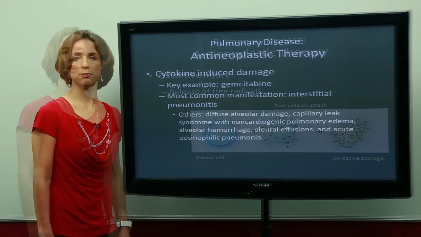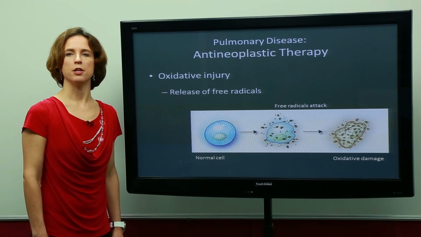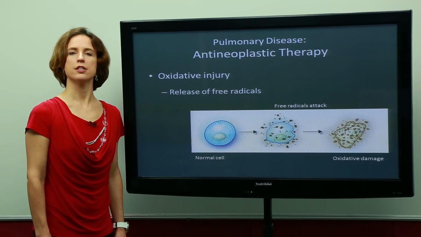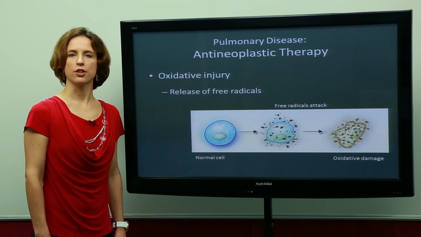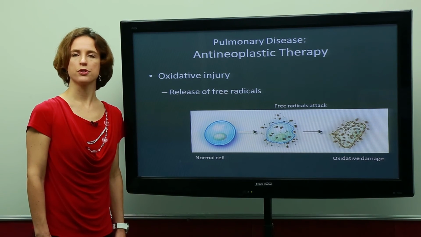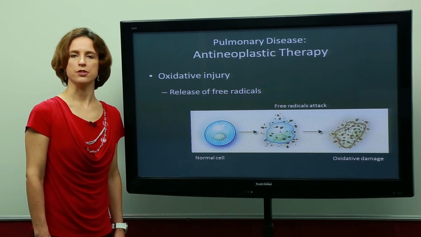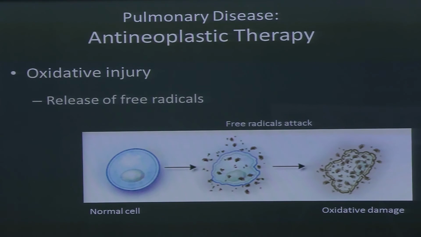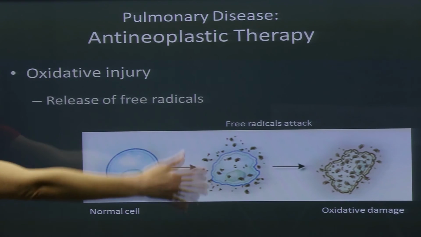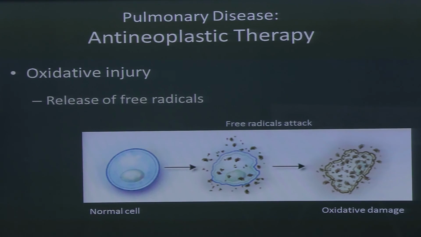eosinophilic pneumonia. The next cause of antineoplastic therapy-induced pulmonary disease is oxidative injury. Oxidative injury occurs when there is a release of free radicals or reactive oxygen species, which then go on to attack the cells. So as you see here in the picture, we may have a normal cell, which is then attacked by these free radicals, which you see indicated by the brown speckles, and that causes damage to the cell.